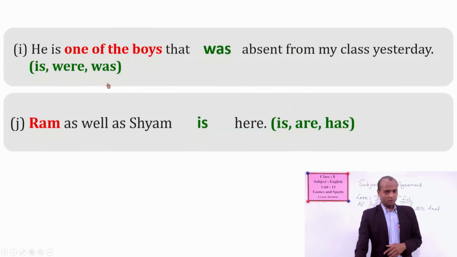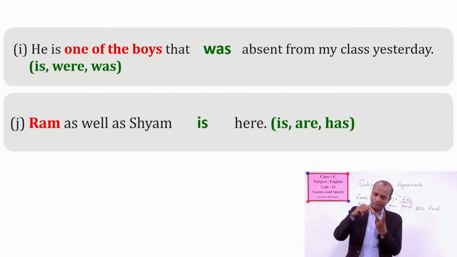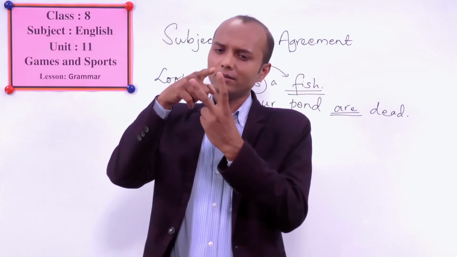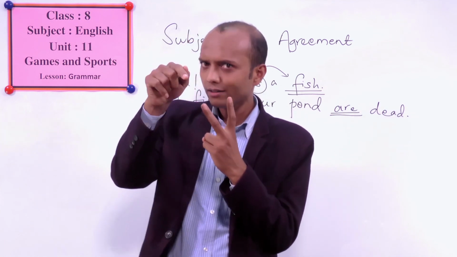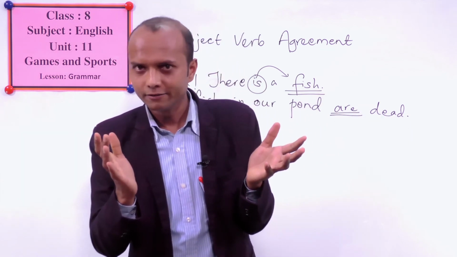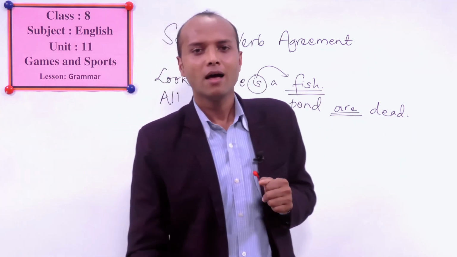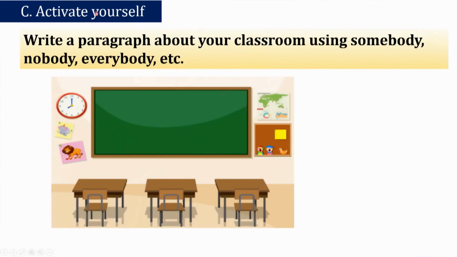So up to this point, we have discussed 2 exercises. One, finding out correct incorrect sentence. Another, finding out the right alternative given there. Okay. Now there is only one activity left. Are you ready to do that also? Yes. Okay. This is one, activate yourself activity.